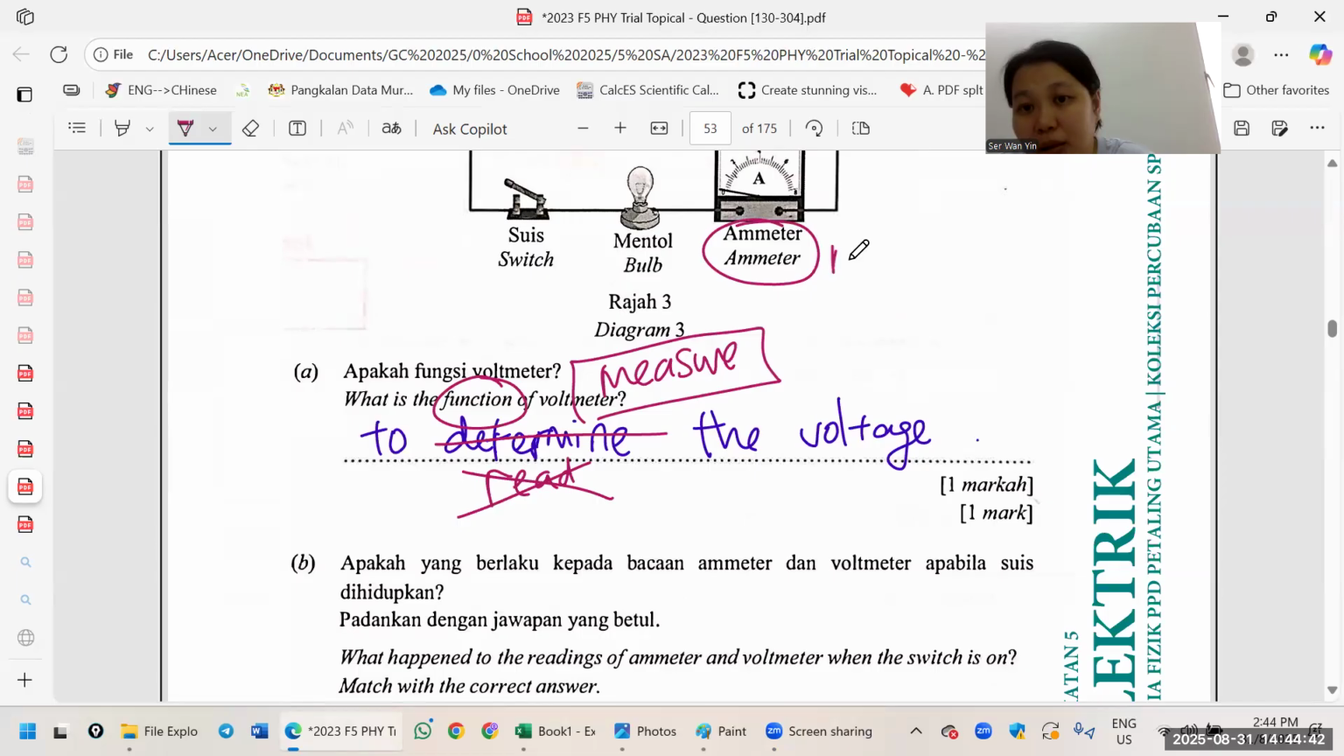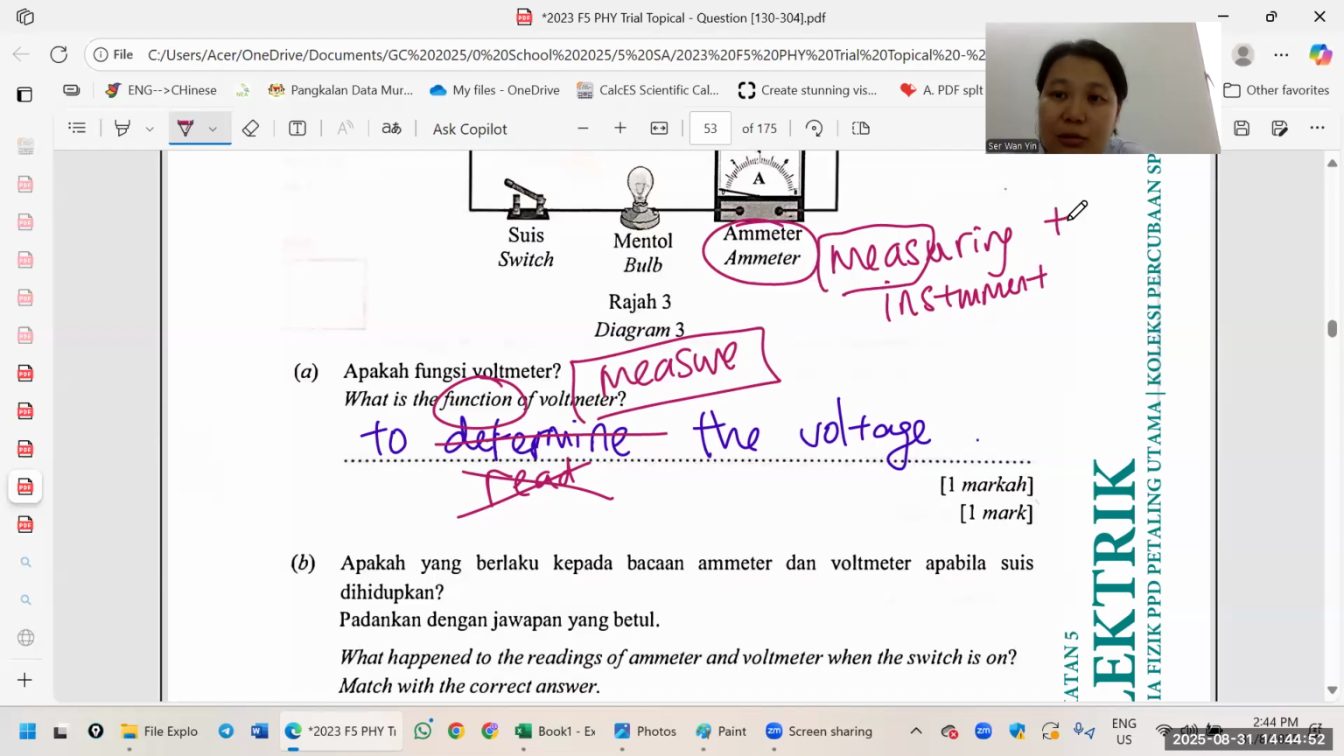All of this we call them as measuring instrument. So we always use the word measure or measuring tools. Measuring cylinder, stopwatch, whatever used to measure things, measure.